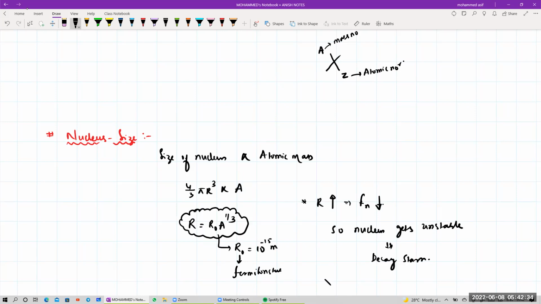Isn't it? Say some element X is there. It will give you some product Y, along with that some radiation. Yes, sir. Very important relation: R is equal to R naught A to the power of 1 by 3. Clear, beta? Yes, sir.